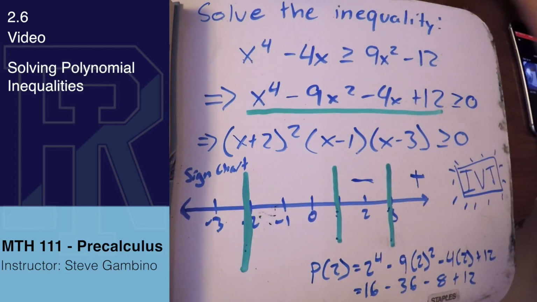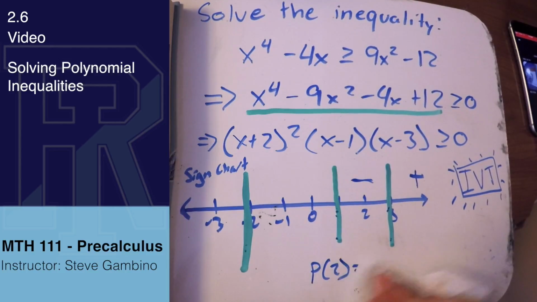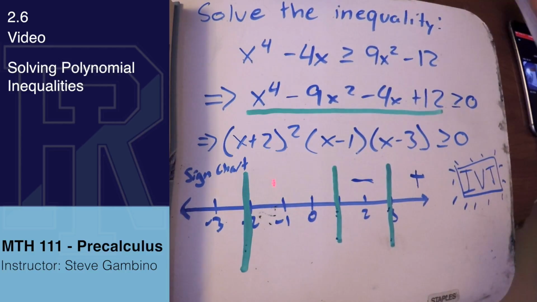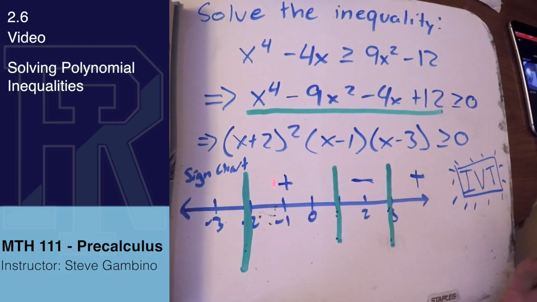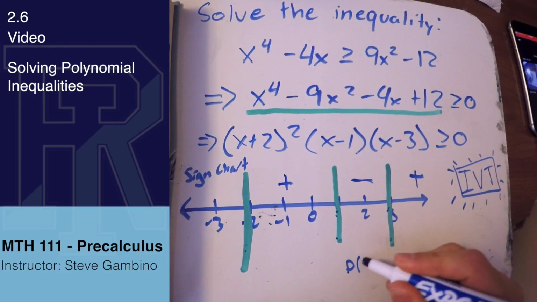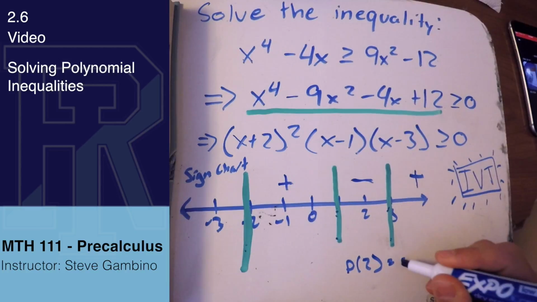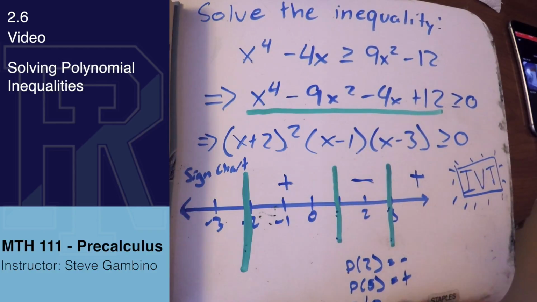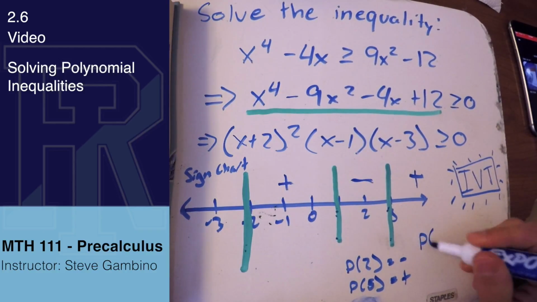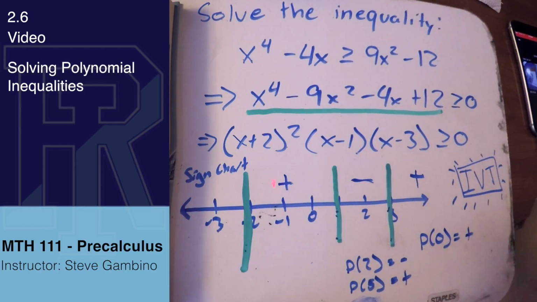Okay, and then we can go ahead and plug in something from both of the other two intervals. So we could take 0, for example. If we plugged in 0, then we have 0 to the fourth minus 9 times 0 minus 4 times 0 plus 12. That's a positive number. So in this interval, we would have positive. So we've got p of 2 is going to be a negative number. We've got p of 5, we checked, is going to be a positive number. We've got p of 0 is equal to a positive number.